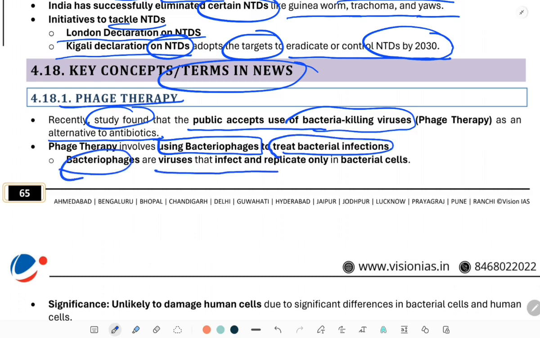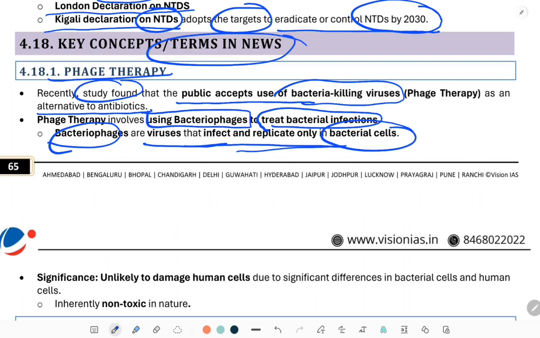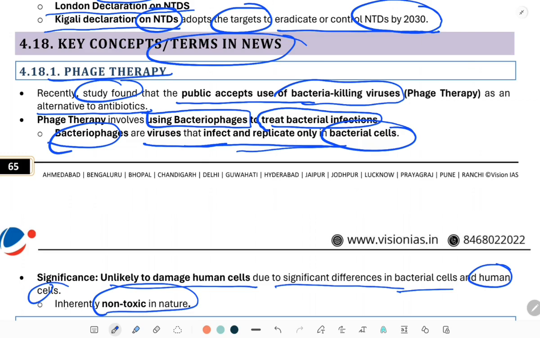Bacteriophages are viruses that infect and replicate only in bacterial cells. They are unlikely to damage human cells due to significant differences between bacterial cells and human cells. This phage therapy is inherently non-toxic in nature.